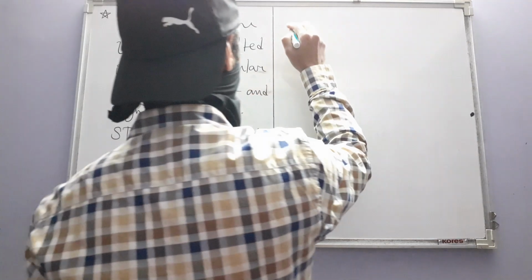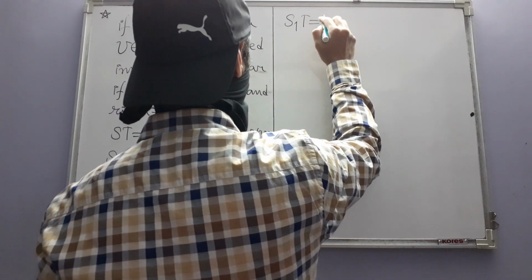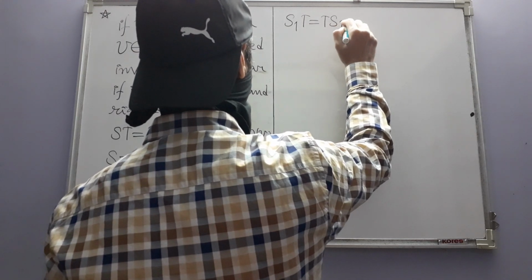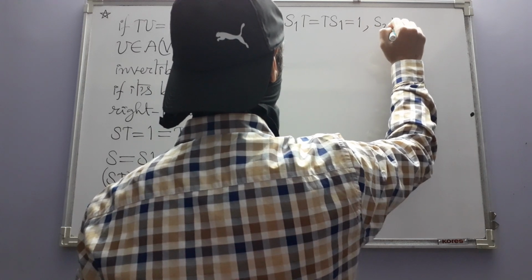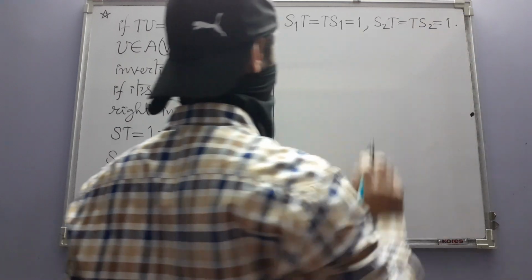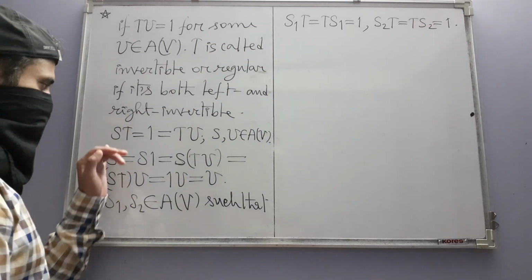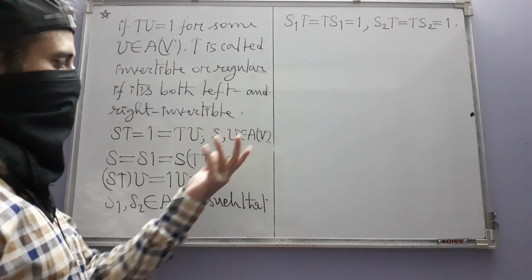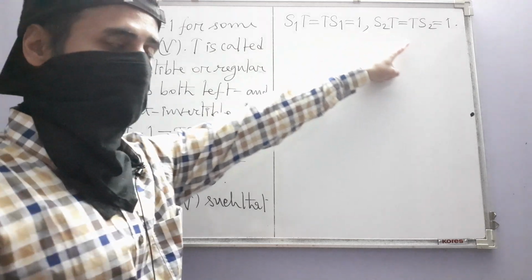Such that S1T equals TS1 equals 1, and S2T equals TS2 equals 1. Okay, so S1 acts as our S and U. They have already been proved to be equal, and so does S2.